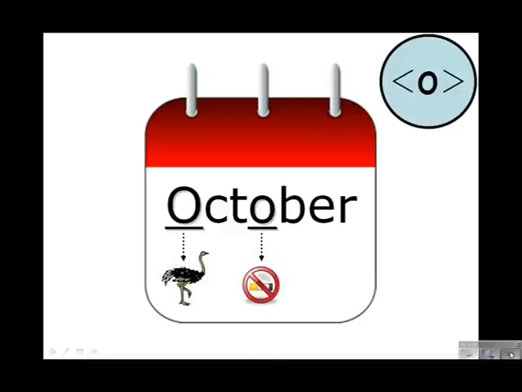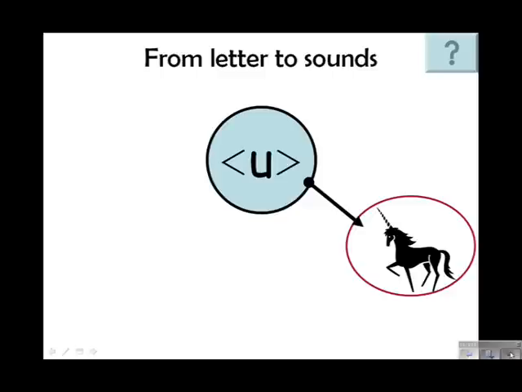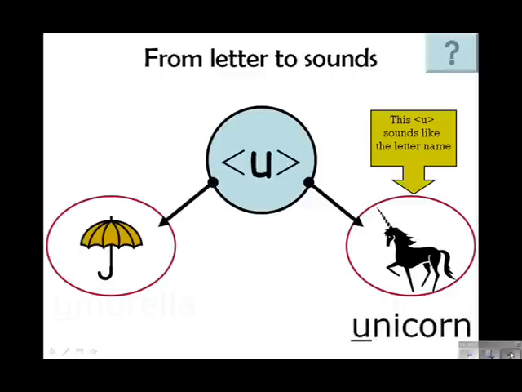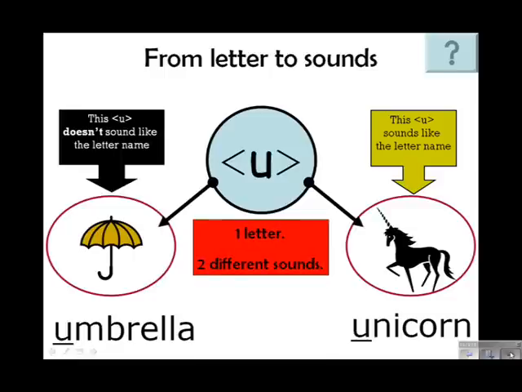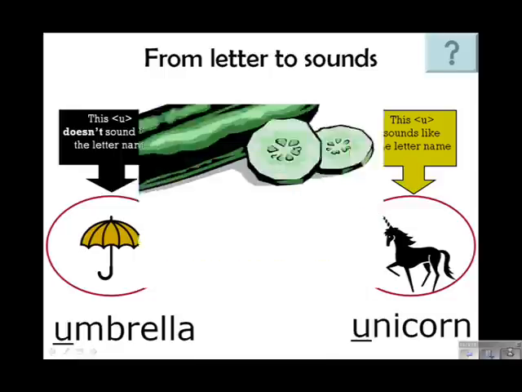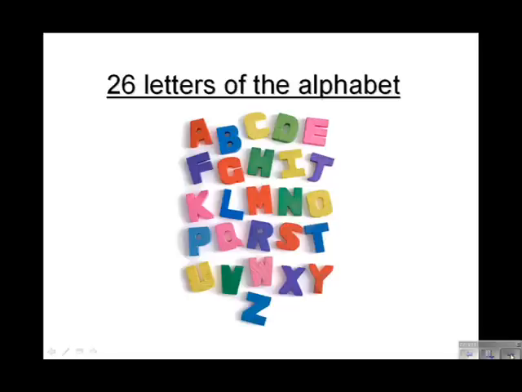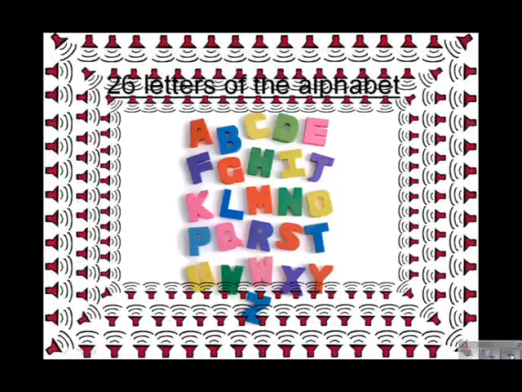October. U. Unicorn, that sounds like the letter name. And umbrella, that doesn't sound like the letter name. So one letter, two different sounds. And again, cucumber, two sounds in one word for the same letter U. Unicorn, umbrella, cucumber. Conclusion so far. Well, there are many more sounds than letters in the alphabet.